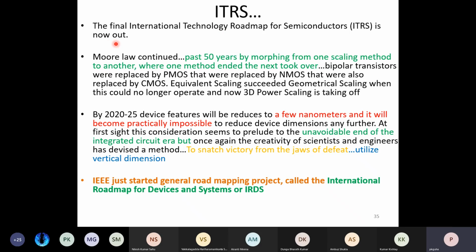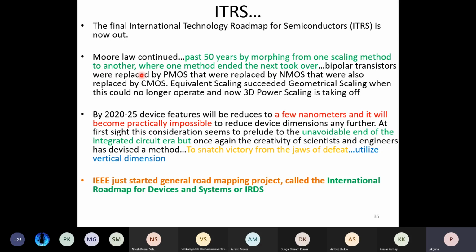Okay, and in the past, let me say once more what I have said already. Moore's law continued past 50 years by morphing from one scaling method to another, because we have come across several scaling methods and several difficulties that they tried to manage. People tried to sort out all those difficulties through different technological innovation.